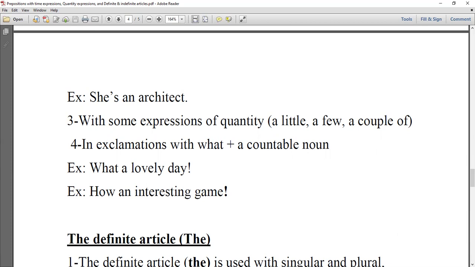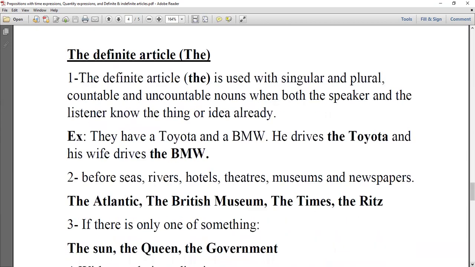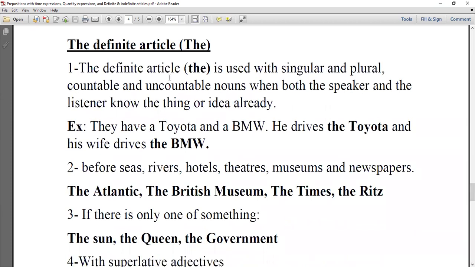Now let's go to the definite article the. The definite article the أداة التعريف the اللي هي ال التعريف باللغة العربية. Okay. يعني the car السيارة. The definite article the is used with singular and plural countable and uncountable nouns when both the speaker and the listener know the thing or the idea already. تستخدم طلاب مع الأسماء المعدودة وغير المعدودة والمفردة عندما يكون المستمع والمتكلم يعرف هذا الشيء أو هذه الفكرة مسبقاً. يعني عندما نتكلم عن شيء معين للمرة الثانية وليس للمرة الأولى.